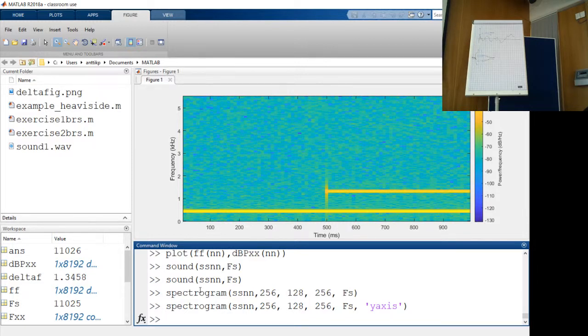So, okay, we have roughly, say, minus 70 dB noise floor, and then we have about 30 dB signal strength. Okay, good. So that's the spectrogram.